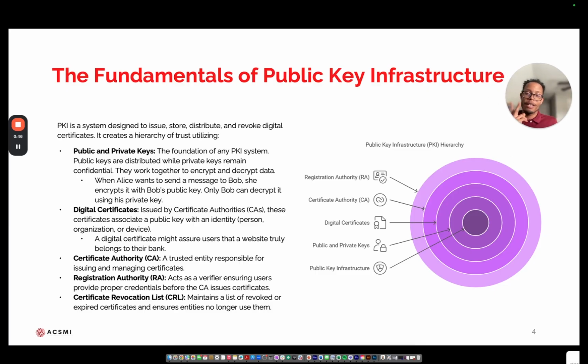The fundamentals of PKI, which is public key infrastructure. We talked about there being two keys, the use of digital certificates, CAs, but let's break it down a little bit more. So you have public and private keys, and they work together. An example of this is Alice wants to send a message to Bob. She encrypts it with Bob's public key, and only Bob can decrypt it with his private key. That's it, literally in its simplest form. We talked about public key and private key. Everyone will know your public key, but not everyone's going to know your private key.